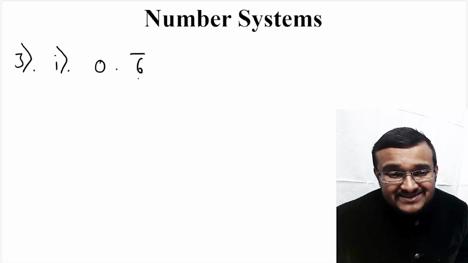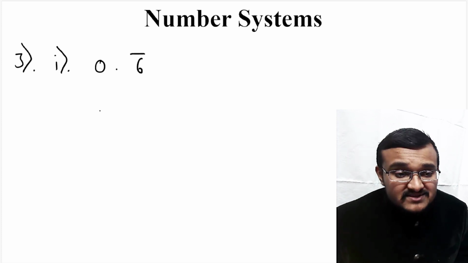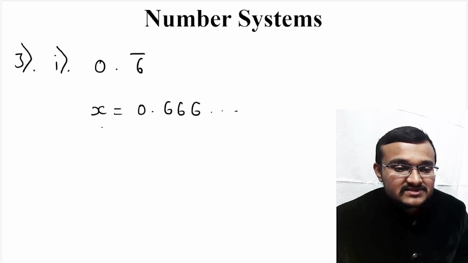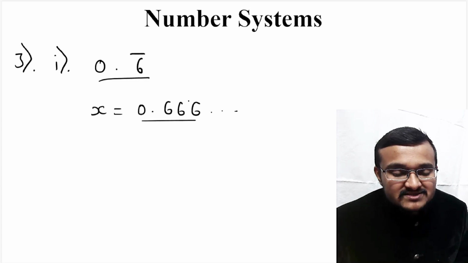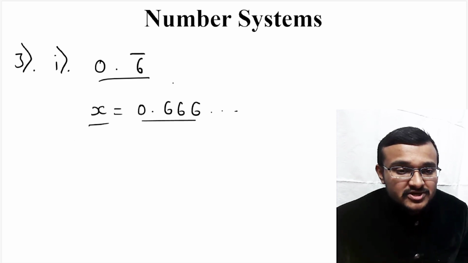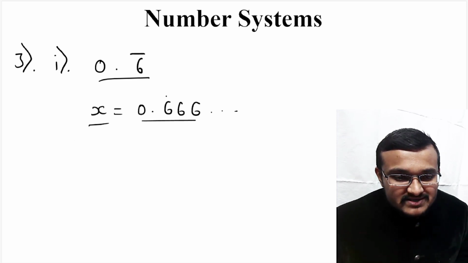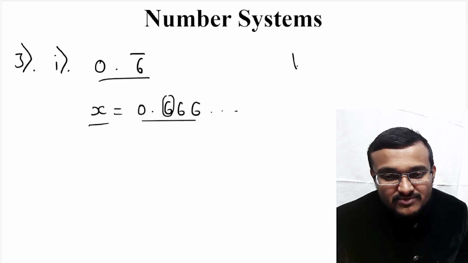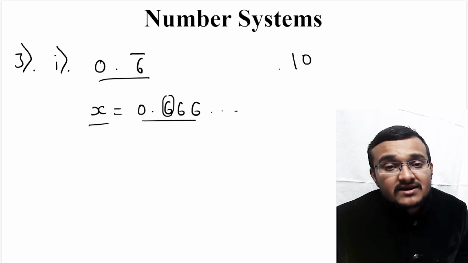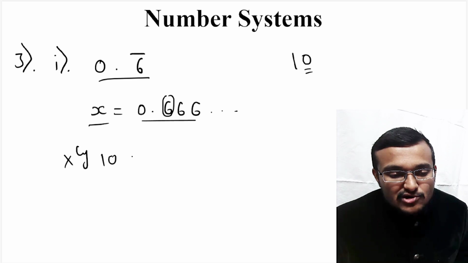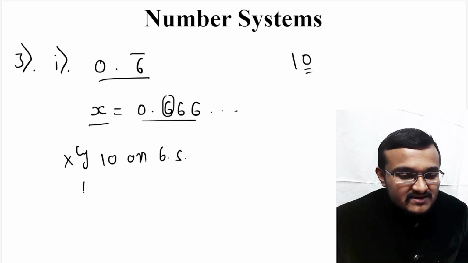So here 0.6, and this particular 6 is recurring, so that means you can take x is equal to 0.666 and it goes on like this. I'm considering this number 0.6, the 6 which is recurring, as x. So x is equal to 0.66666 and it goes on like that. Here you can see only one number is recurring after a certain point, so I have to multiply this value with 1 followed by 1 zero, that is 10. So when you multiply 10 on both sides, you will get 10x.